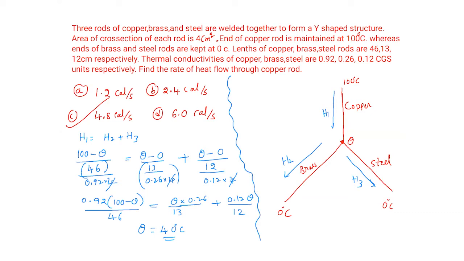now apply it to the heat current. What is the formula for heat current? Temperature difference, 100 minus 40, divided by L by Ka, 0.92 into 4. You simplify and you'll get 4.8. Everything is in SI unit, so 4.8 calories per second. Once we get the junction temperature, you apply that formula and you get that answer: temperature difference divided by thermal resistance. That's the formula.